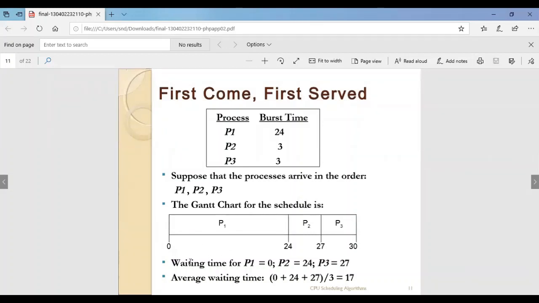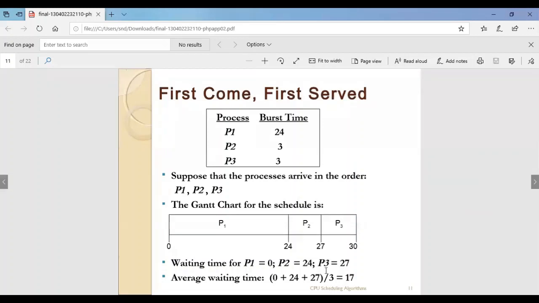Now we have to calculate the waiting time. What is the waiting time of P1? 0, because it came first, arrived at 0 and got the processor at 0. So the waiting time of P1 is 0. Now P2 is how much? 24. After completion of P1, the processor is allocated to P2, so it got the processor at 24. And P3 is how much? 27. It waited until 27.